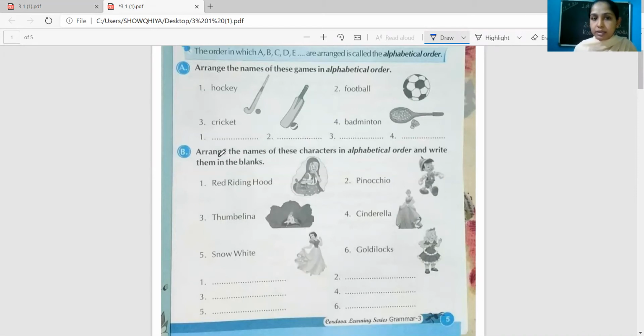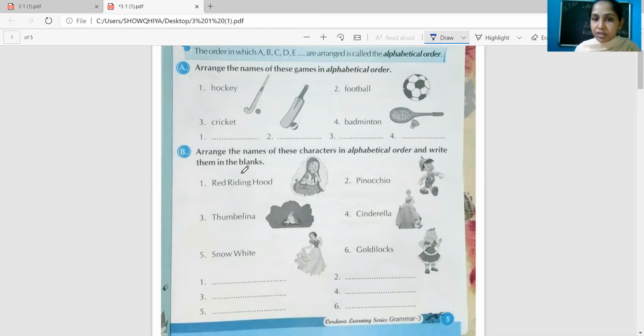Same with the other one. We'll read what is there. Arrange the names of these characters. What do you mean by character, children? The names of the famous place. Can you see it here? We have Snow White, Cinderella, Goldilocks, Pinocchio, Red Riding Hood. These are the famous characters. The names of these characters in alphabetical order, write them in the blanks.